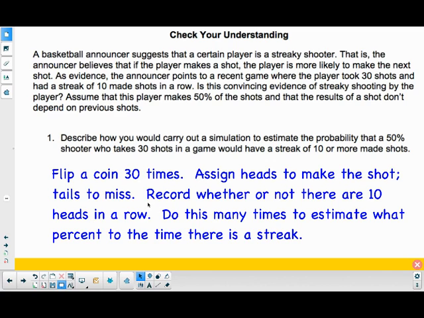Remember, when you run a simulation, you need to talk about how you're going to simulate it with the right probabilities and what you're assigning the numbers or the faces of a die to be. Mark what you are recording after each run of the simulation. So we're recording whether or not there are 10 heads in a row. Do this many times to estimate what percent of the time there is a streak. So that's what you're estimating.